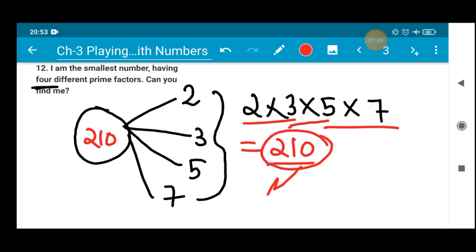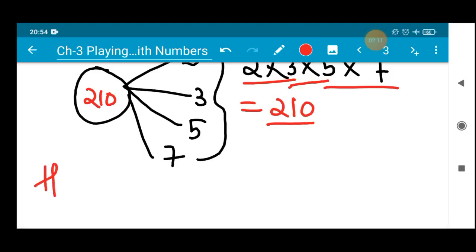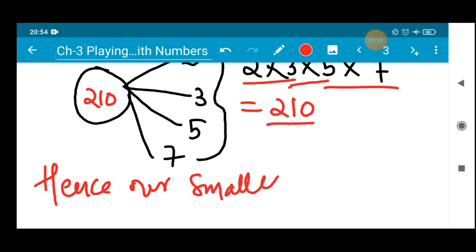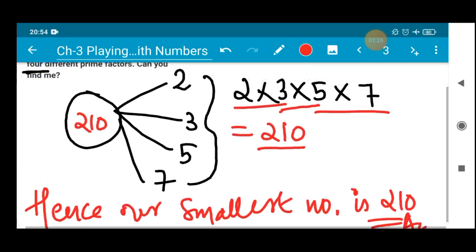Now this number cannot be below 210, it cannot be the smallest number having 4 prime factors, because the smallest prime number is 2, then comes 3, then 5, then 7. And another thing, you cannot repeat the numbers also. 2 should appear one time, 3 one time, 5 one time, and 7 one time only. So hence our smallest number is 210. I hope you have understood this, right?